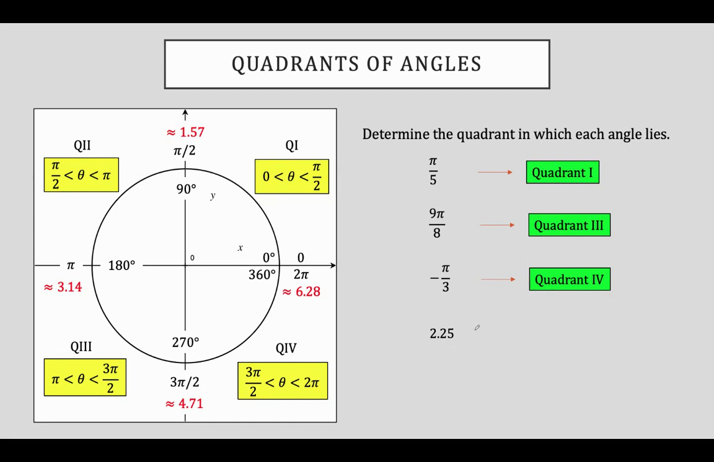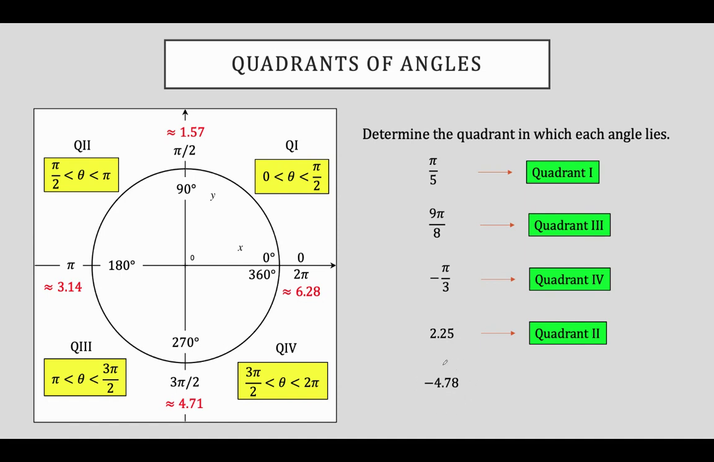2.25 radians. In this case, where we have a decimal value, it might be easier to think of our angle measures as decimal approximations. Notice that 2.25 is in between 1.57, that's pi over 2, and 3.14, pi radians. That means this angle, 2.25 radians, must be in quadrant 2.